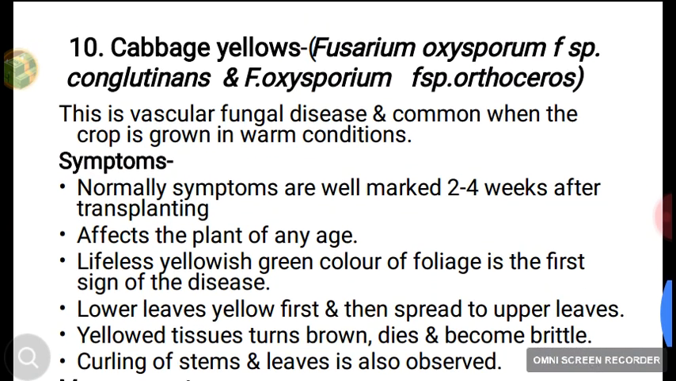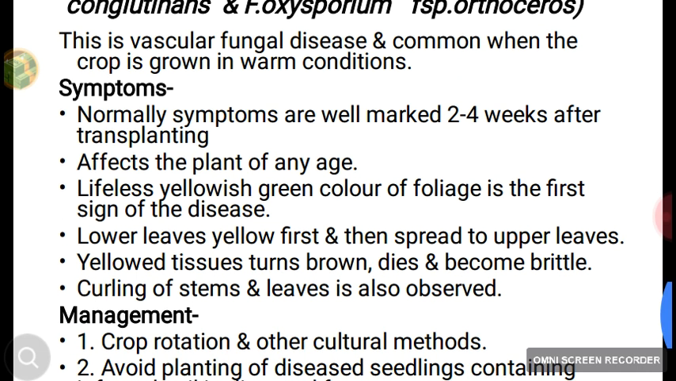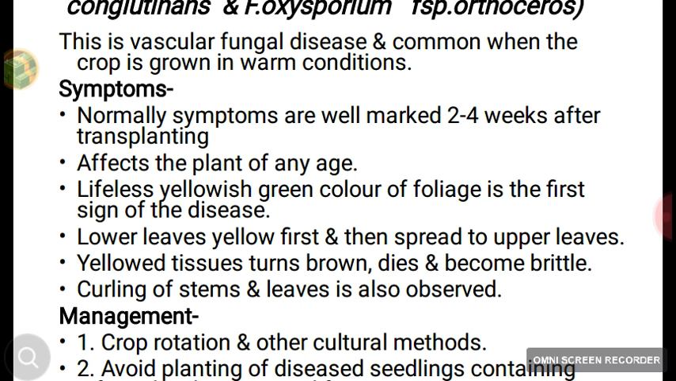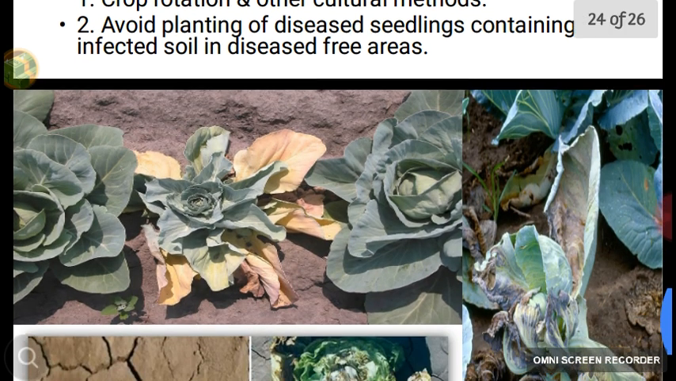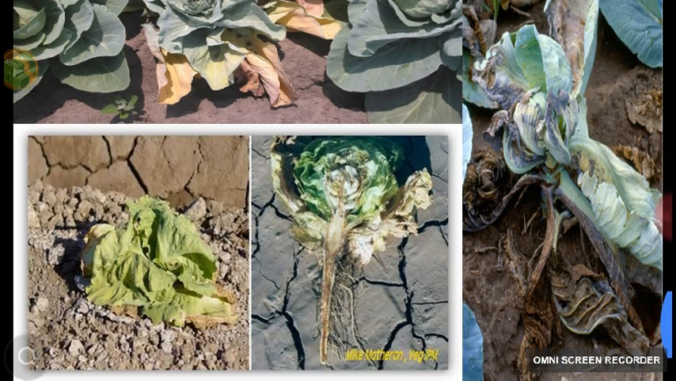Cabbage yellows, it's like a wilt. Fusarium oxysporum f. sp. conglutinans, Fusarium oxysporum f. sp. raphani. Here the leaves turn yellow in color, they become lifeless. Discoloration of vascular tissues, they become brittle, curling of stems can be seen. Let's have a great glance.